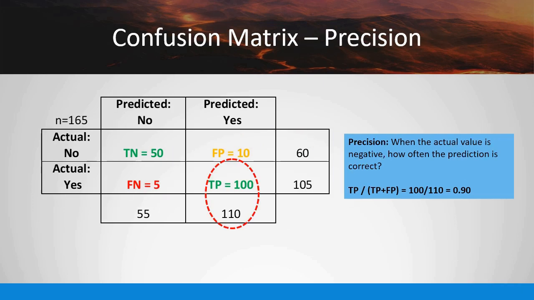The last metric is precision. It answers the question, when a positive value is predicted, how often is the prediction correct? This is our first metric in which the denominator is a column instead of a row, and it is calculated by dividing true positives by the total of the right column, or 100 divided by 110. You can think of precision as describing how precise the classifier is when predicting a positive instance.